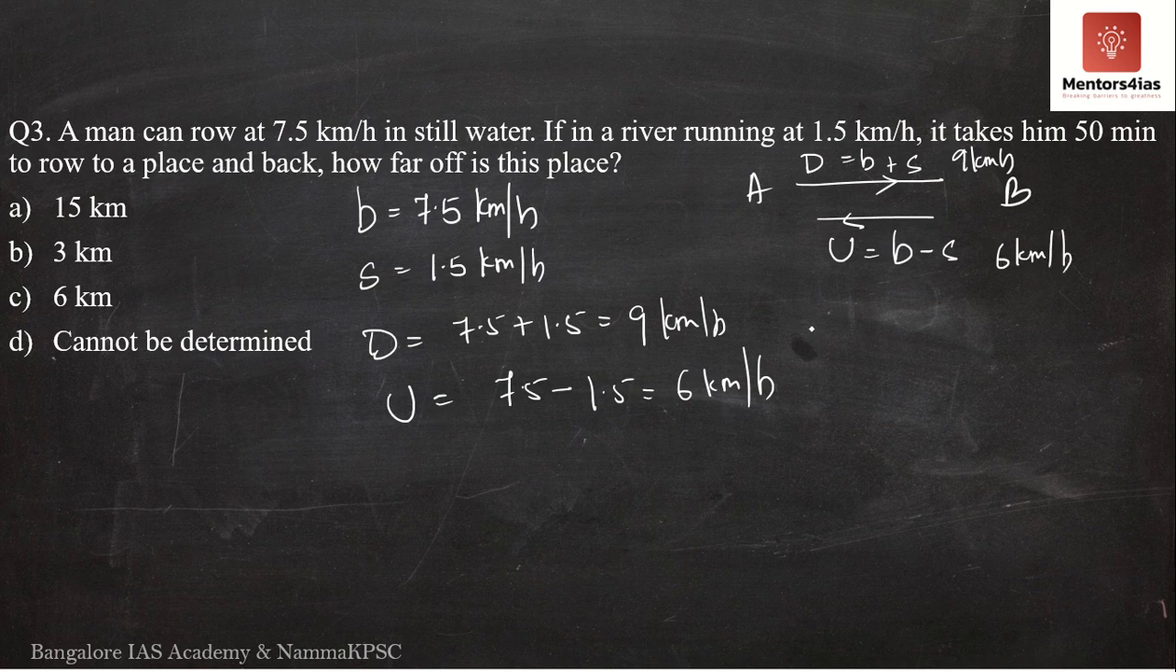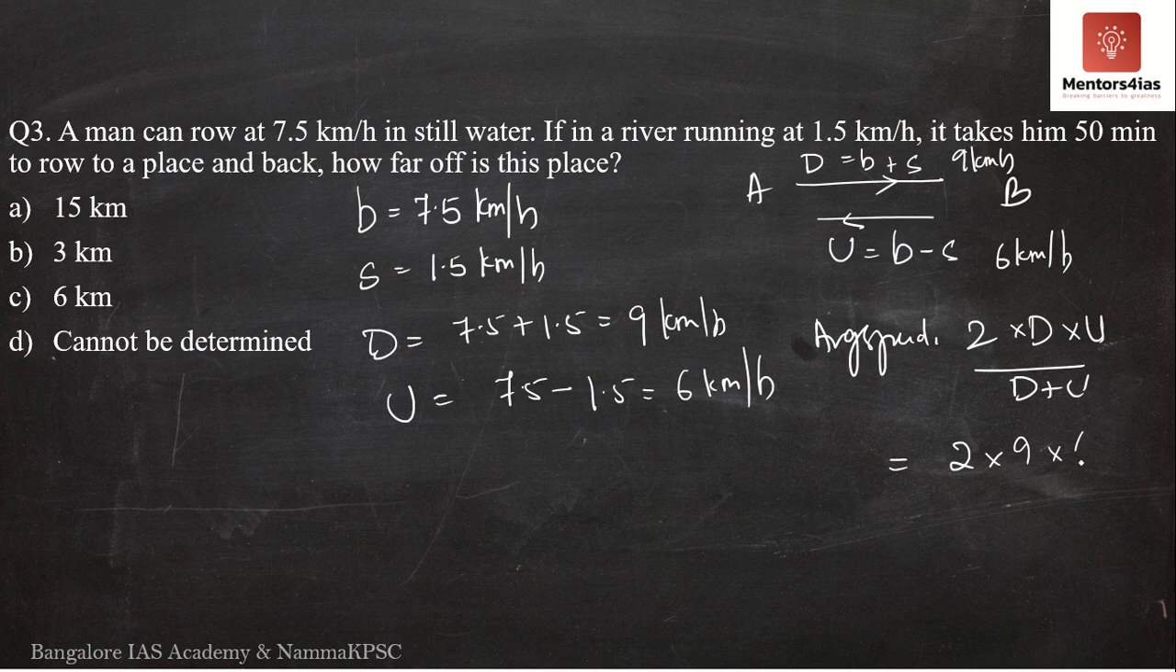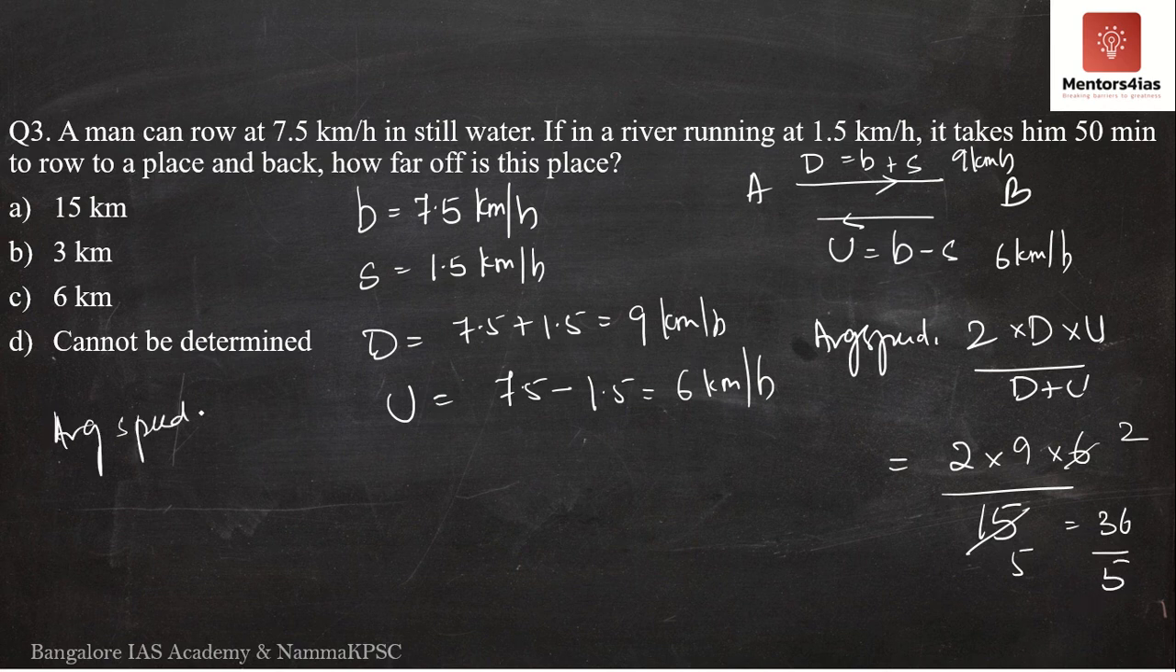Then what is the average speed? Average speed, that is the speed taken to travel from A to B and from B to A. This is nothing but 2 into d into u divided by d plus u, which is equal to 2 into 9 into 6 divided by 9 plus 6, which is 15. 3 5s are 15, 3 2s are 6. So we now have 2 2s are 4, 9 4s are 36 by 5. So the average speed is nothing but 36 divided by 5 kilometers per hour.